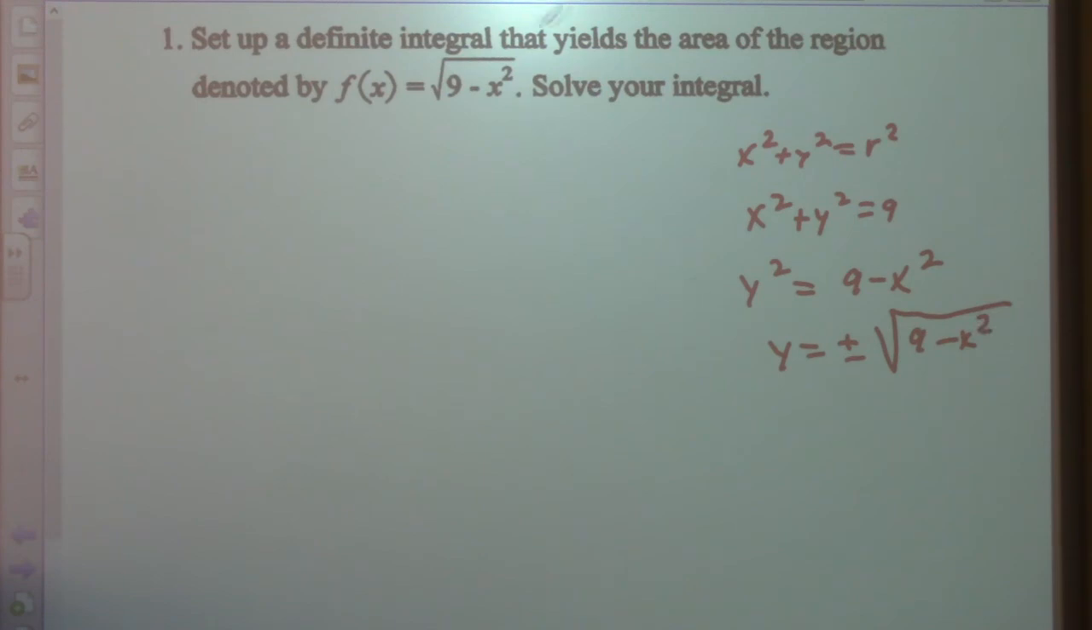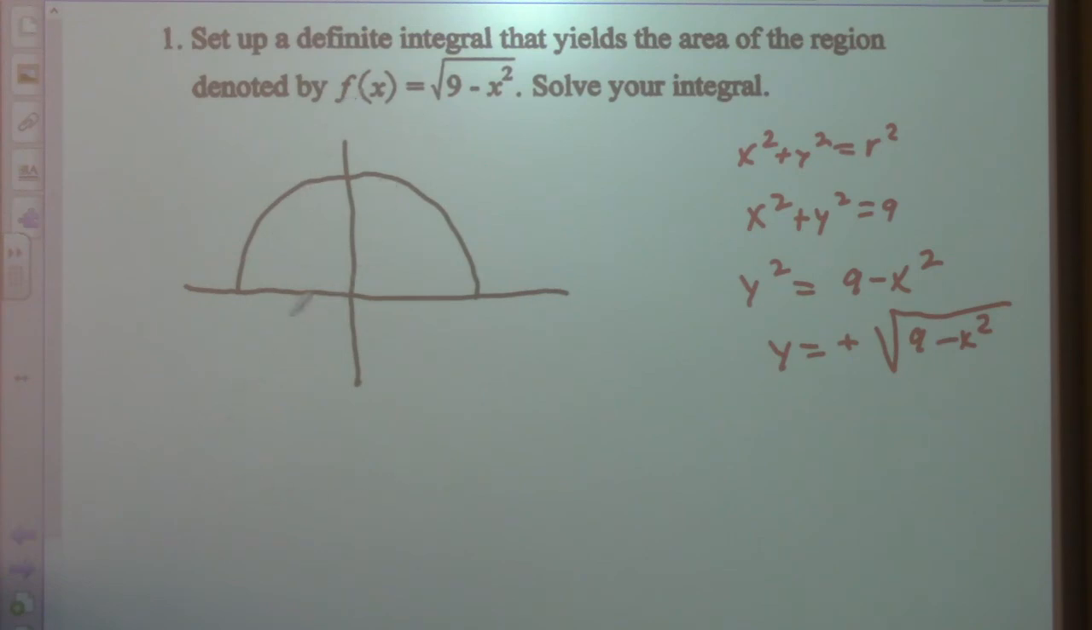And so this is the plus side of that. So we're talking about just this semicircle. Sometimes in calculus, you're not going to know how to integrate this, but you know what the shape looks like. You know it's a circle with a radius of 3. So what is the setup of this?